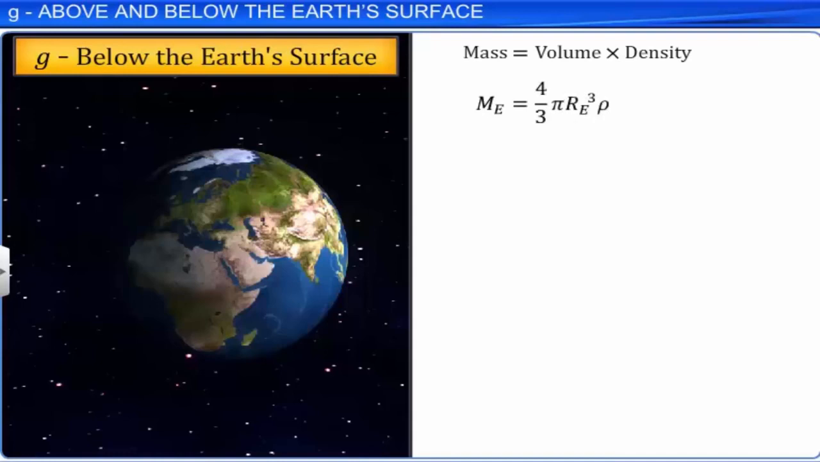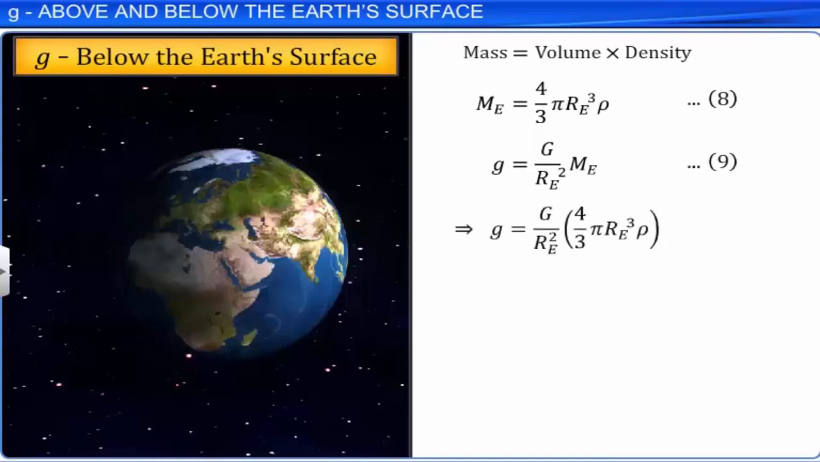Hence, equation 9, which indicates acceleration due to gravity on the surface of the Earth, can be modified to equation 10. g is equal to 4 by 3 G pi Re into ρ.